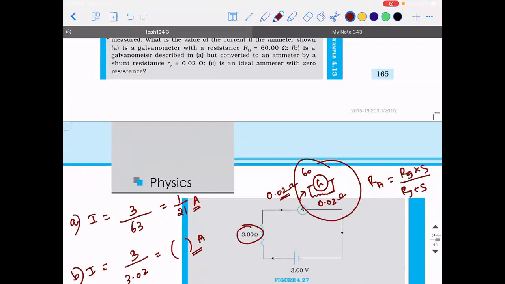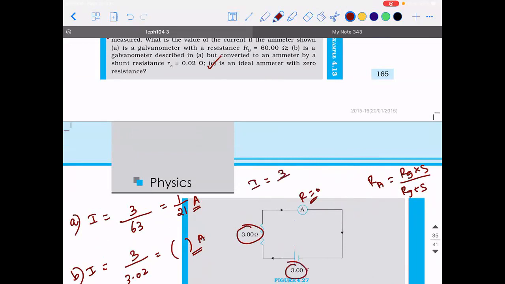Third one is the easiest one. If this ammeter was an ideal ammeter, then how much resistance will an ideal ammeter have? 0. Zero resistance. So if the resistance of this is 0, then I in the third case will be 3 divided by 3, which is 1 ampere. Clear? That's it, guys.